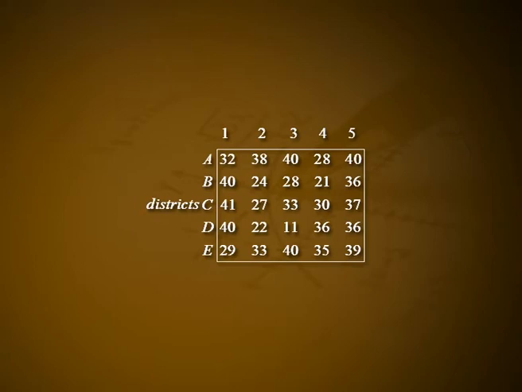Districts A, B, C, D and E, salesmen 1, 2, 3, 4 and 5, the cost 32, 38, 40, 28, 40 for B, 40, 24, 28, 21, 36, for C 41, 27, 33, 30, 37, for D 40, 22, 11, 36, 36 and for E 29, 33, 40, 35 and 39. Now, the problem is solved by the usual method of solving an assignment problem using the revised cost matrix.